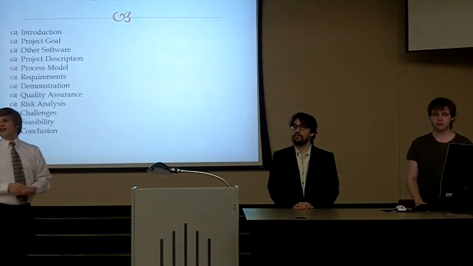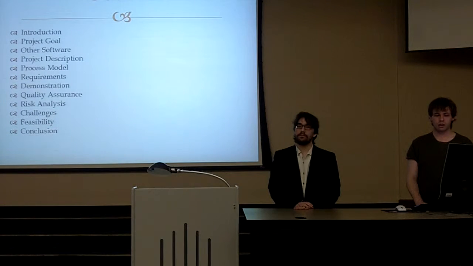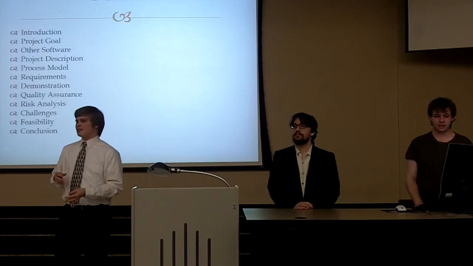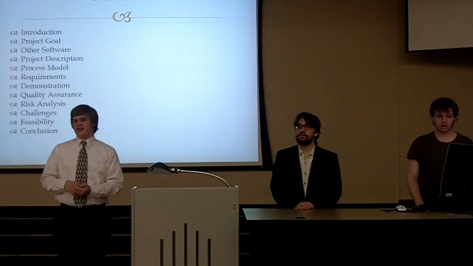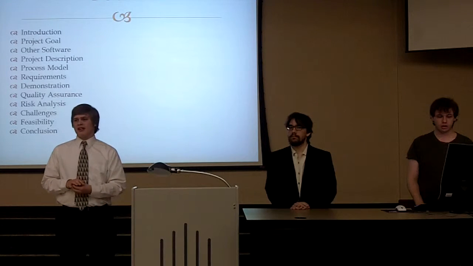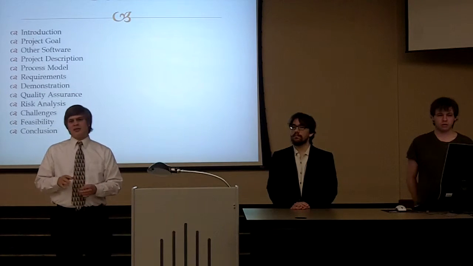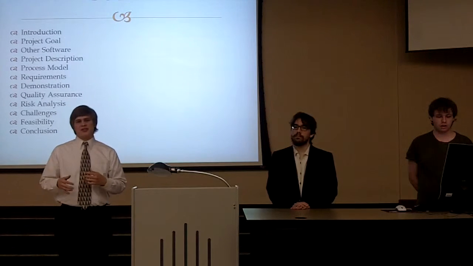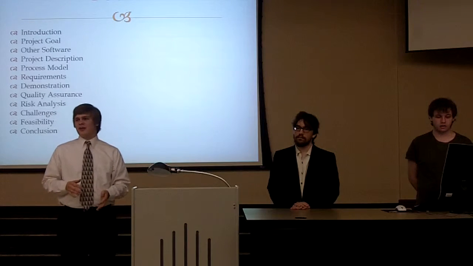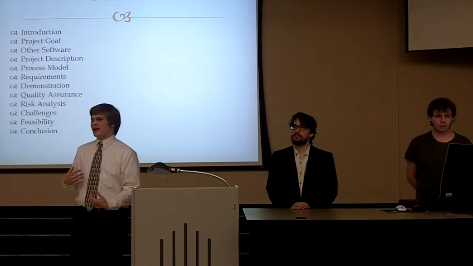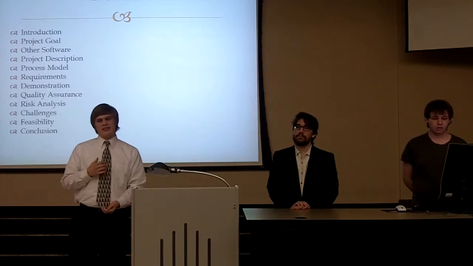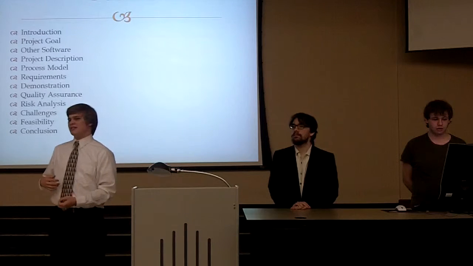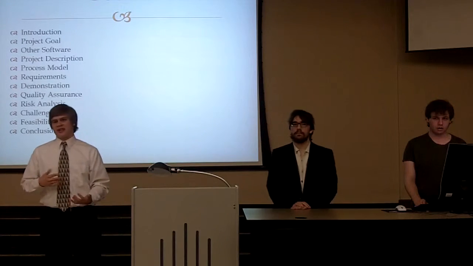And here's our outline. You can just take a second to look at it. Basically, I'm going to talk about what our project entails, what our requirements are, and I'm also going to do a prototype demonstration of our project. Chris is going to talk more detail about the requirements of our project and how that relates to our design, and also about the feasibility of our project to make sure we can actually finish this by the end of next quarter. And Ryan is going to talk about quality assurance, and risk analysis of our project and how we can combat those kinds of risks.